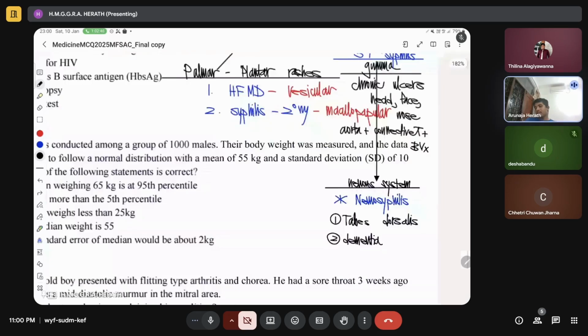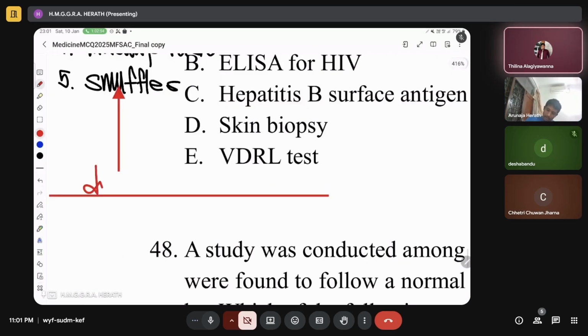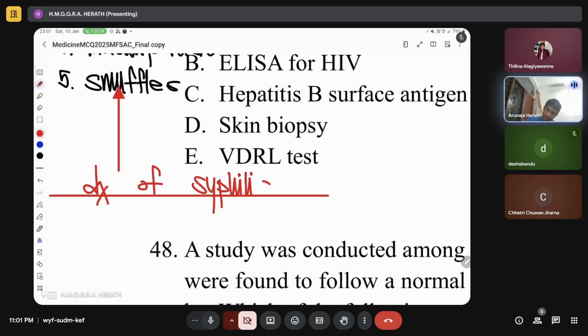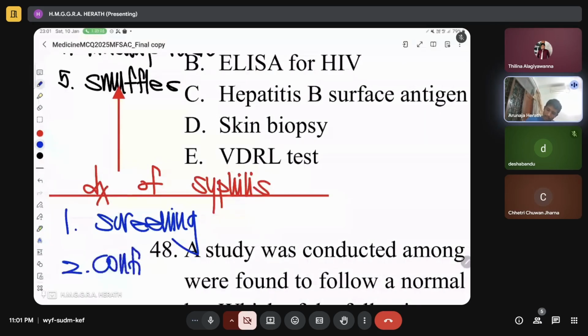Right, so dementia, right? So these are the manifestations of syphilis. So how do you diagnose a patient with syphilis? Yeah, so you can do a screening test and then a confirmatory test. What is the screening test? What is the confirmatory test?